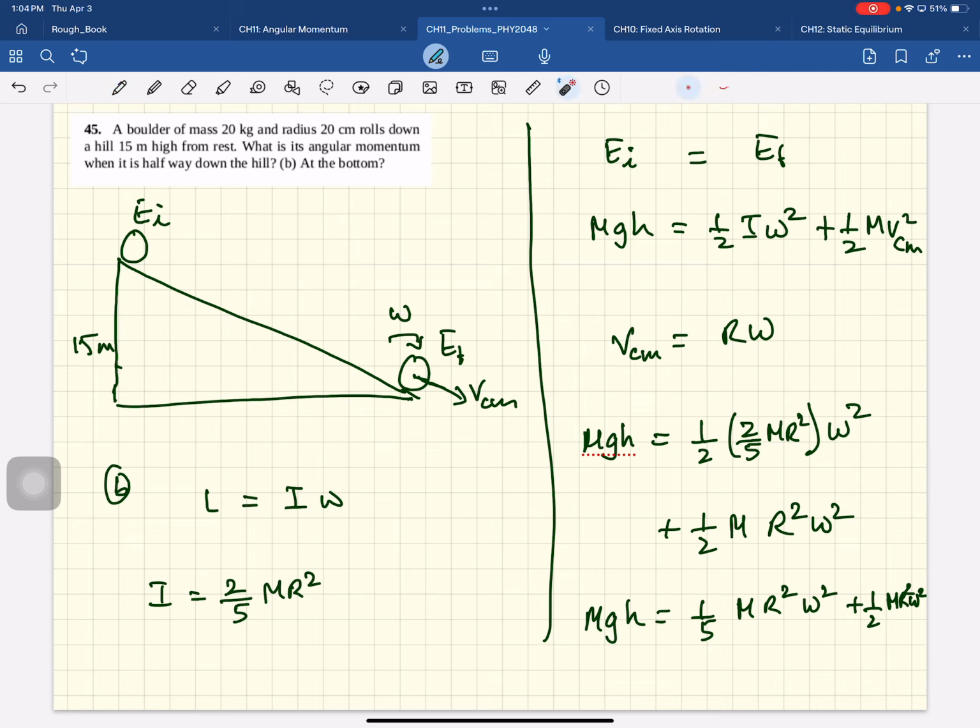Okay, you can see that. This is translational kinetic energy and this is rotational kinetic energy. So if you divide this by that, 5/2 or 10/4, so rotational kinetic energy is 40% of the translational kinetic energy.